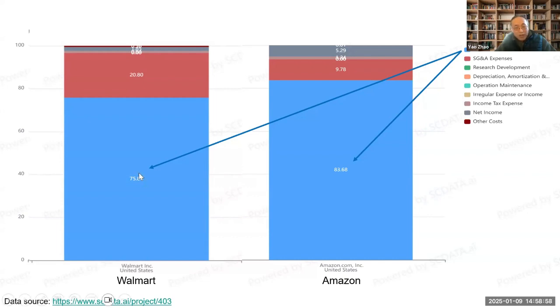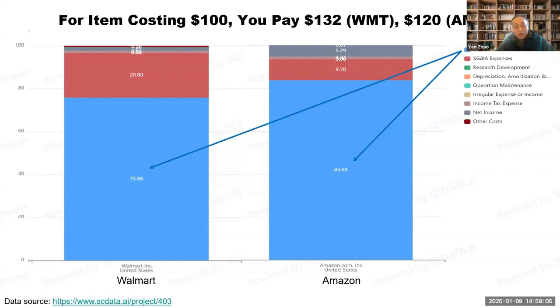And by just looking at their cost of goods sold, you can see Walmart will make up their price much higher than Amazon, right? So they take the product from suppliers and then resell to us. The markup for Walmart is about 33%. So if the item costs $100 from the suppliers, you are going to pay $132 at Walmart. But for Amazon, you're going to pay $120 because of the percentage of cost of goods sold. So Amazon is selling its product at a lower price.